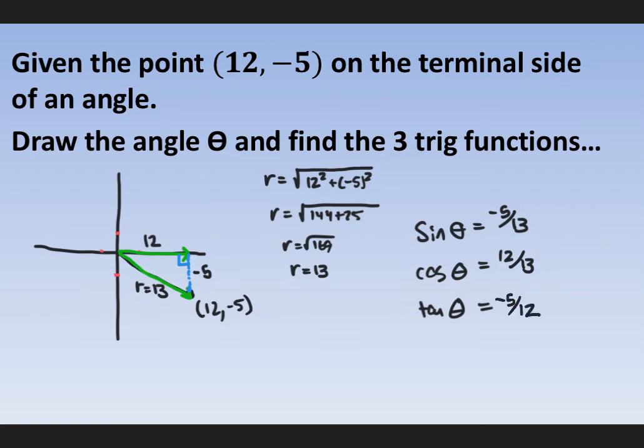So there we go. We found our three trig functions for this right triangle we made. We drew the right triangle by plotting a point and then turning it into a right triangle. That 90-degree angle, remember, is always going to sit on the x-axis. Then we found our hypotenuse using Pythagorean's theorem. And then lastly, we just did our SOHCAHTOA to get our trig piece here.